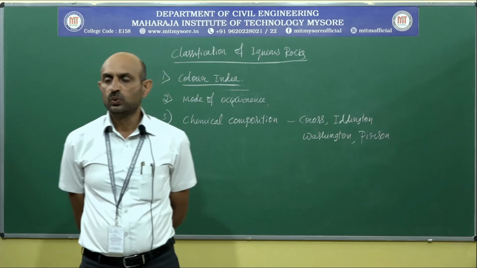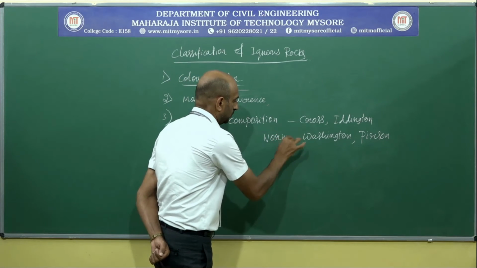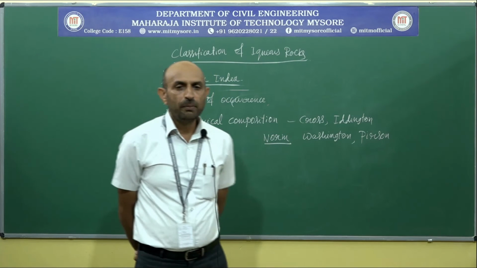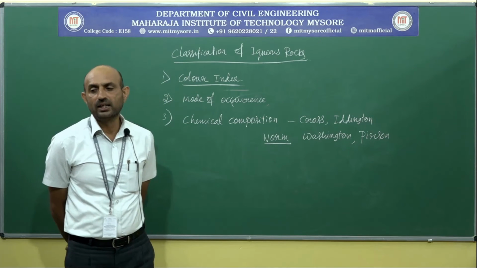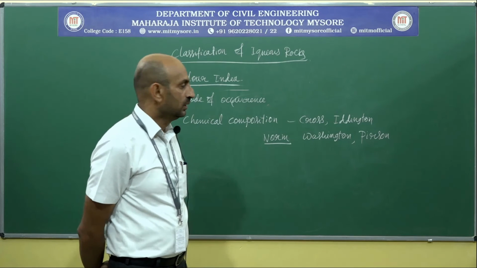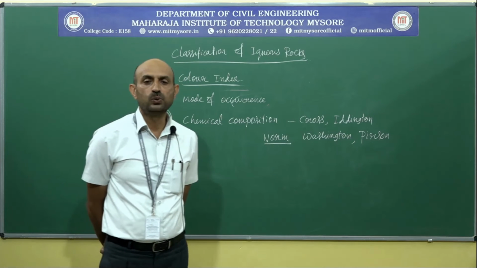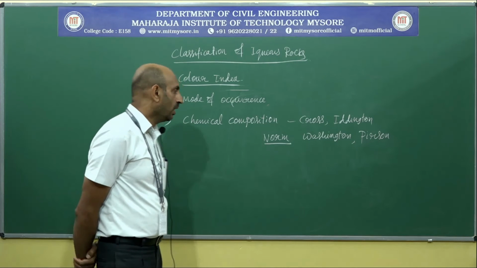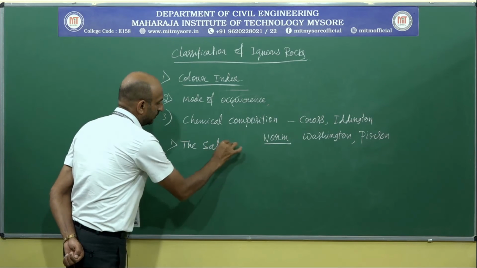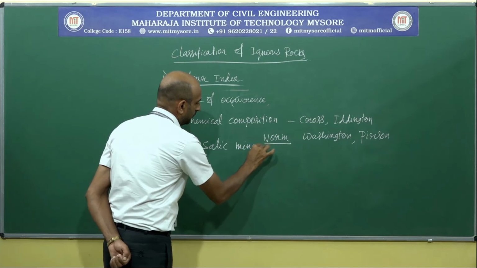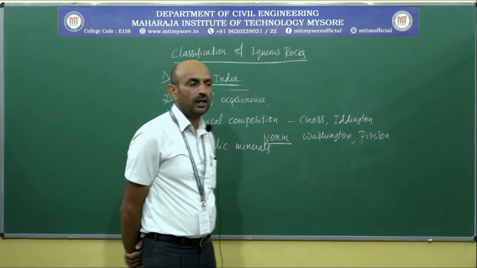Here there is a term, which is norm. Norm means a set of standard minerals of calculated chemical composition. These norm minerals are classified into two groups. They are number 1, the Salic minerals, number 2, the Femic minerals.